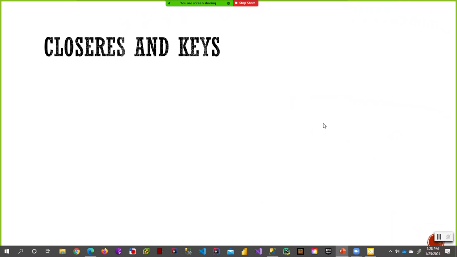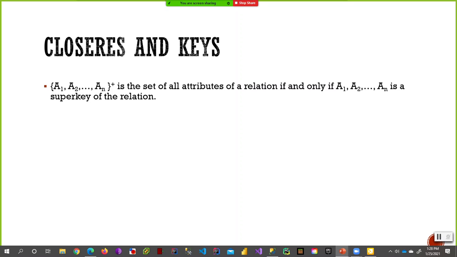So now we're going to talk about closures and keys, how to determine keys whenever you're determining the closure of attributes inside of tables. So we've got a set of attributes inside of a relation, and you know that a particular set is the key if and only if it is a super key of the relation.